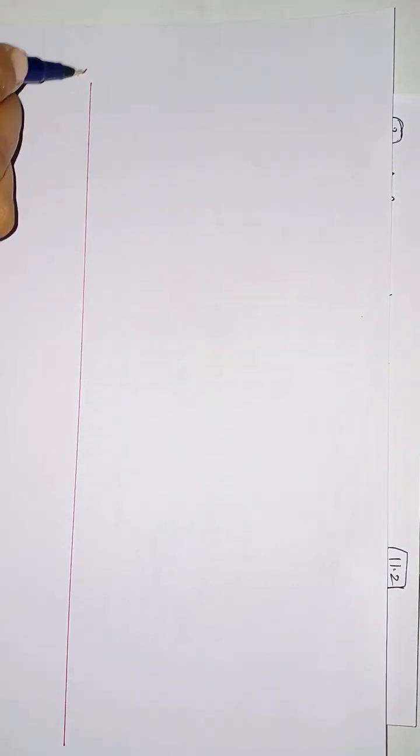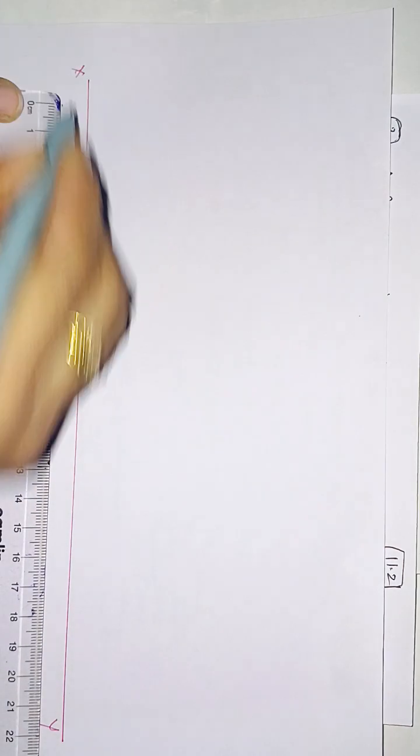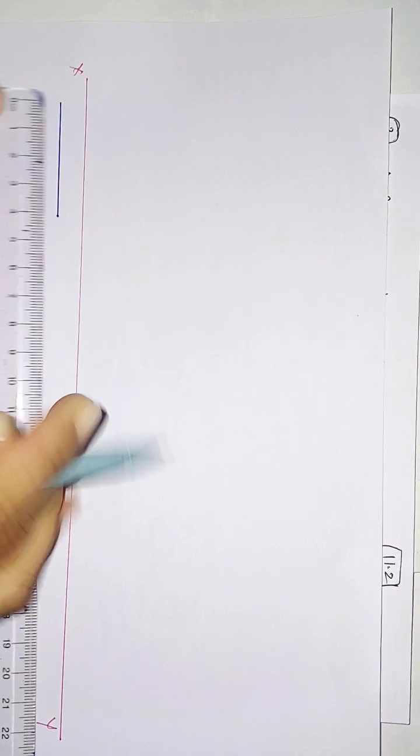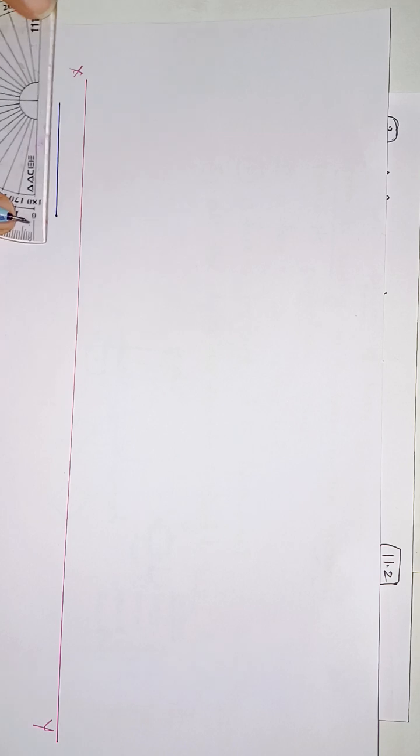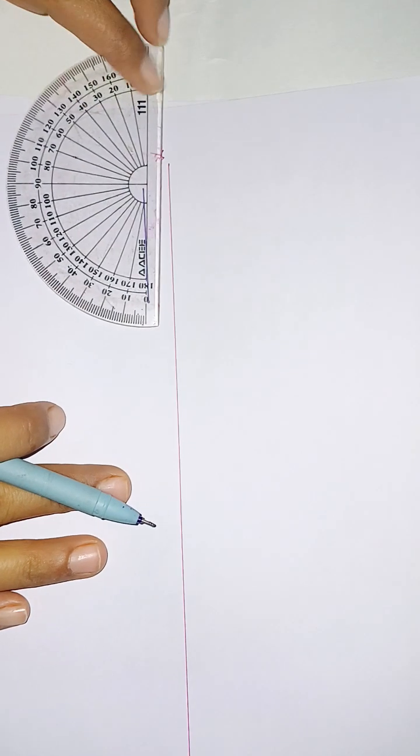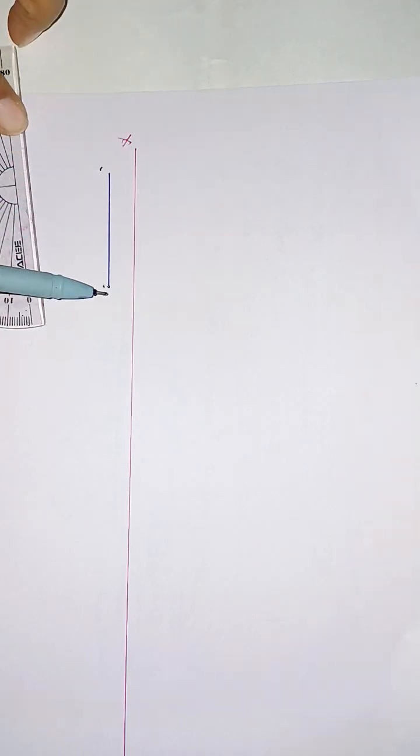Draw a reference line X and Y. And here the square means a square whose side is 40 mm. So take a 40 mm length from here, 0 and 4 centimeter on the scale, 40, and take a protractor, place here. Then you have to mark, yes, you have to draw AB equal to 40 mm.